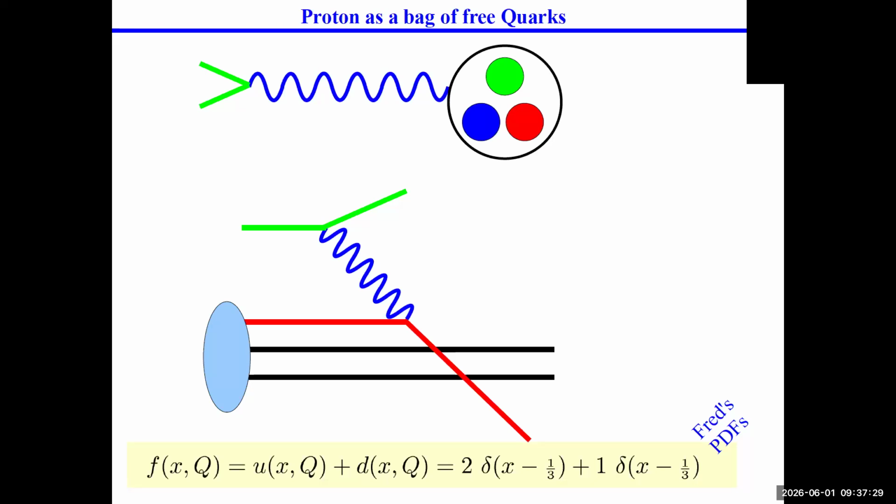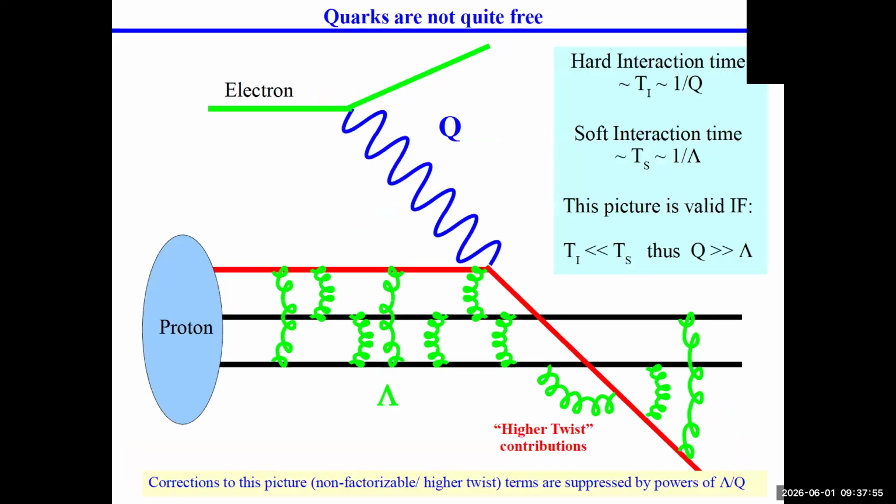So this delta function ensures that x is a third and x is a third. I'm going to pretend that the proton has 100% of the momentum, and there's an up, up, down, each carrying 1/3 of the momentum. You've heard of the CTEQ PDFs and the MSTW PDFs and the NNPDFs. These are Fred's PDFs. You won't find those in LHAPDF for a good reason. We'll see in a moment, but I think they're kind of useful.